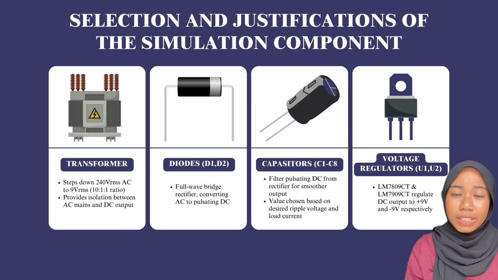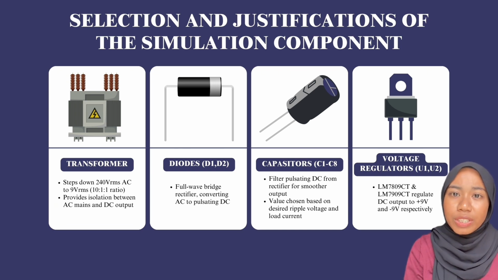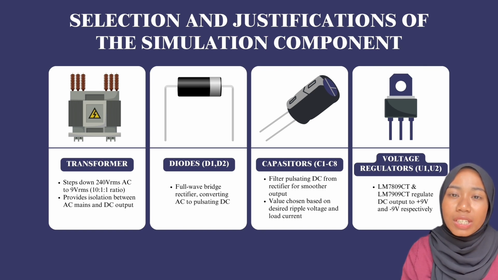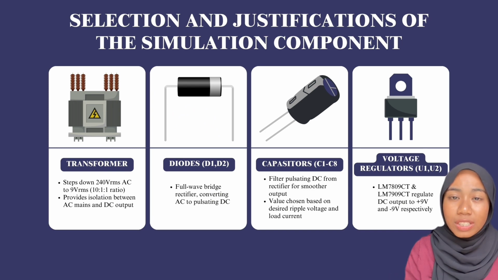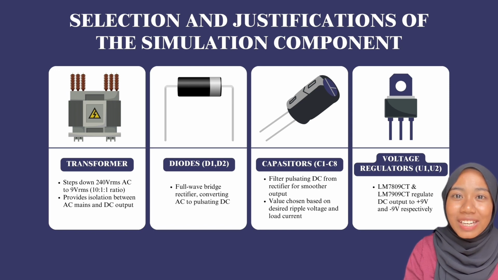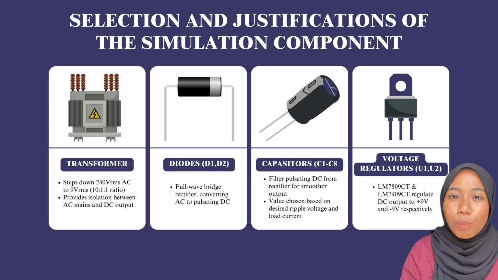Third is the capacitors, C1 until C8. Filter pulsating DC from the rectifier for smoother output. Value chosen based on desired ripple voltage and load current. The last one is the voltage regulators, U1 and U2. LM7809CT and LM7909CT regulate the DC output to positive 9 volts and negative 9 volts respectively.